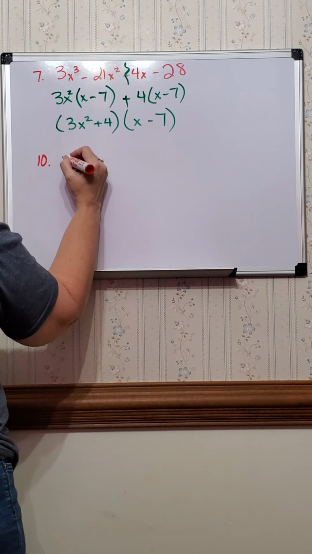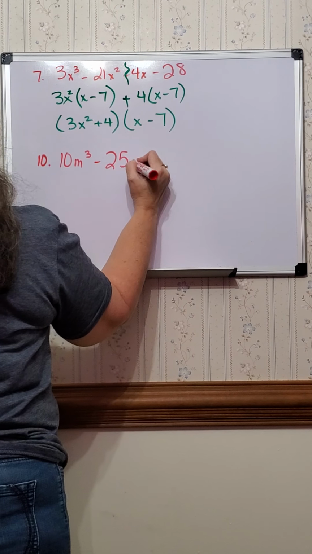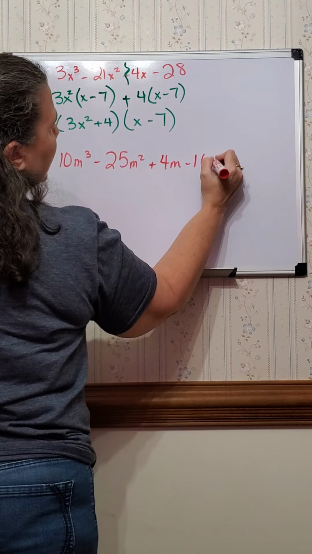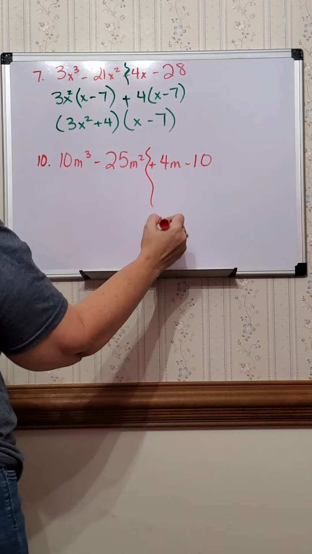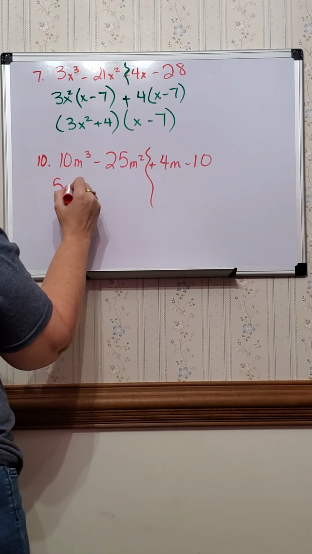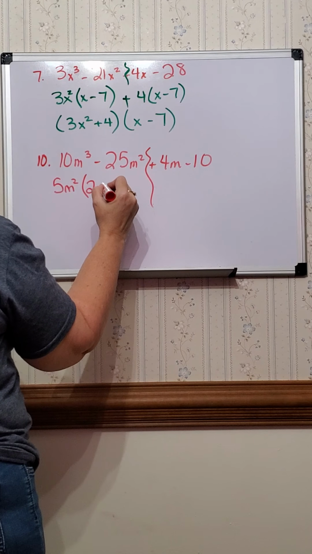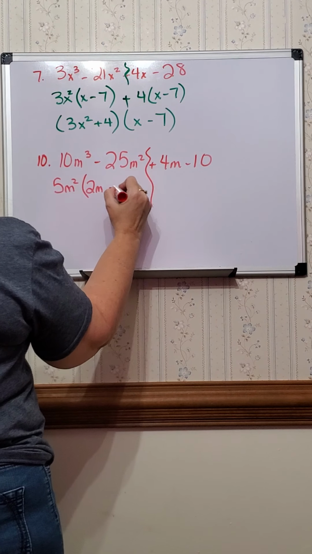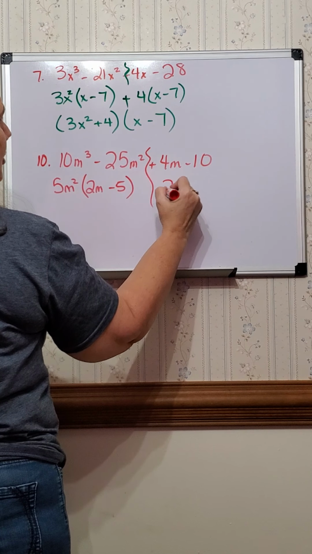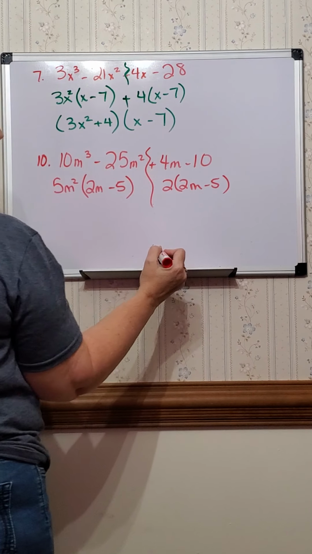All right, let's look at 10. We've got 10m cubed minus 25m squared plus 4m minus 10. I'm going to group it here. Here I can pull out a 5m squared, which is going to leave me a 2m and a 5. Here I can pull out 2, which is going to leave me 2m minus 5.